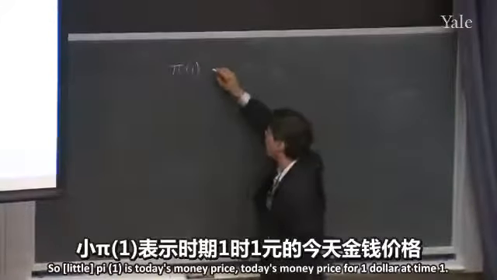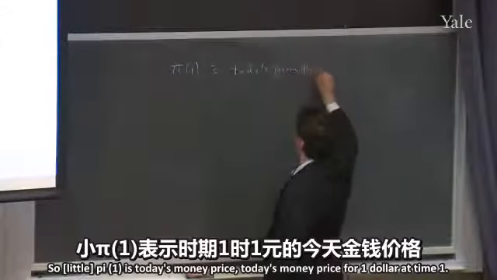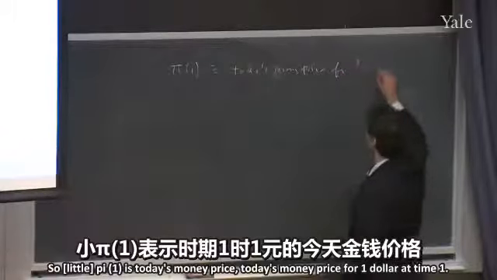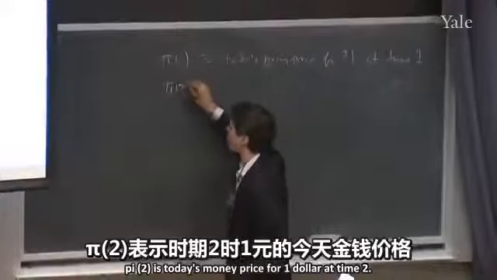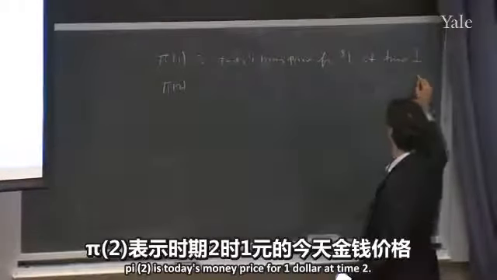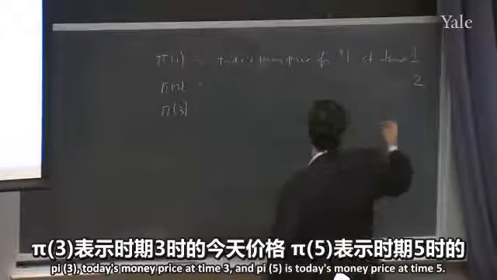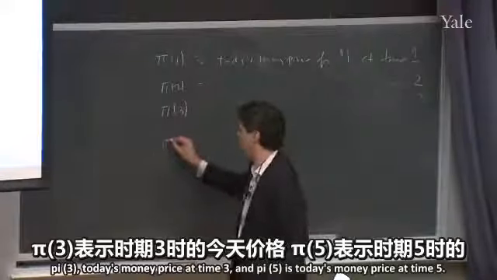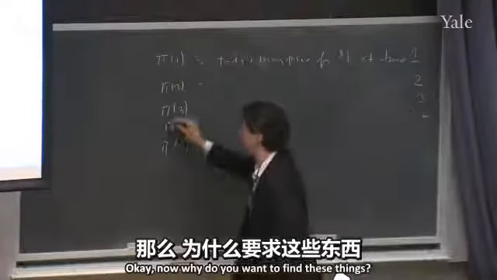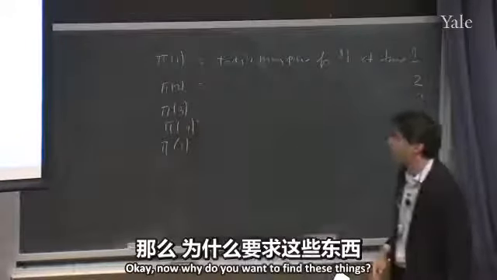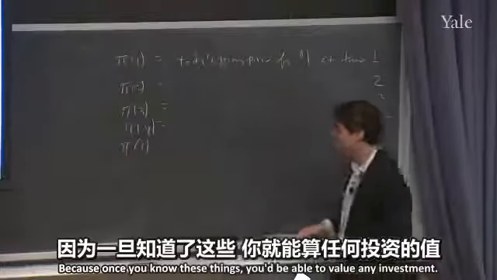So pi 1 is today's money price for $1 at time 1. Pi 2 is today's money price for $1 at time 2. Pi 3 is today's money price for $1 at time 3, and pi 5 is today's money price for $1 at time 5. Okay, now why do you want to find these things? Because once you know these things, you'd be able to value any investment.